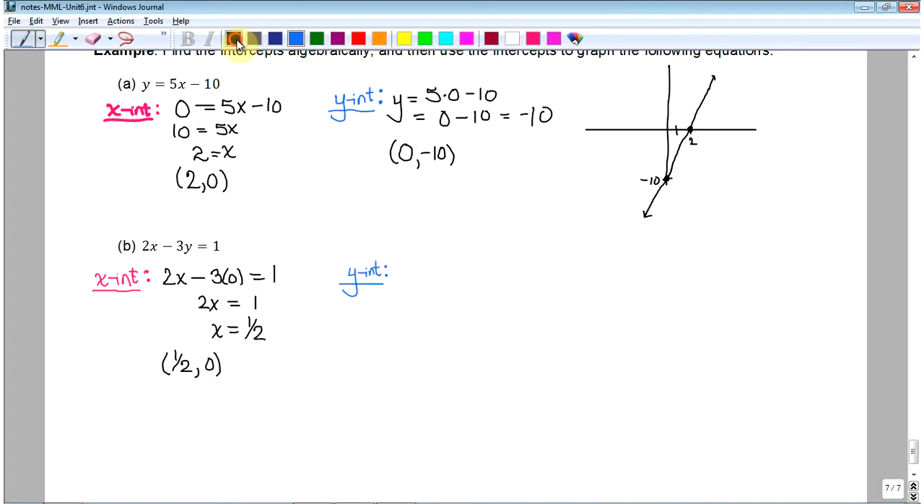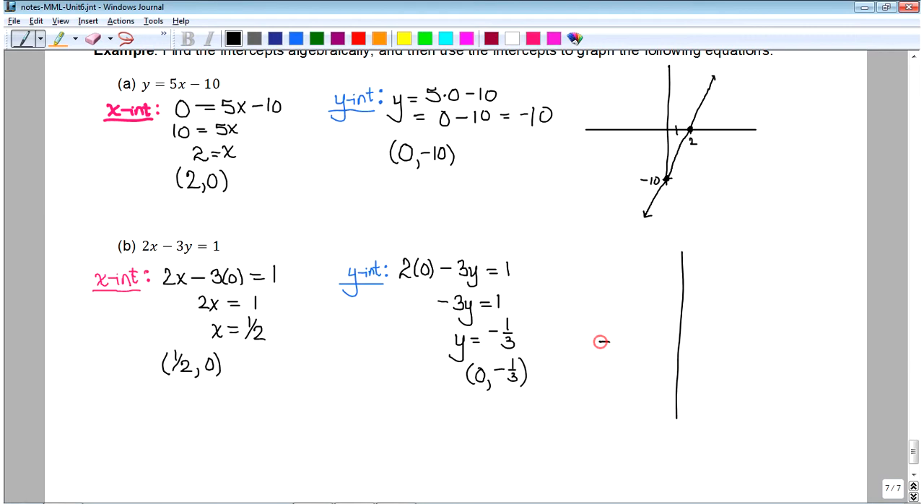For the y-intercept, we're plugging in 0 for x. So 2 times 0 minus 3y is equal to 1. So we have negative 3y equals 1 because 2 times 0 is 0. Dividing both sides by negative 3, we get y equals negative 1/3. So our y-intercept is the point 0, negative 1/3.